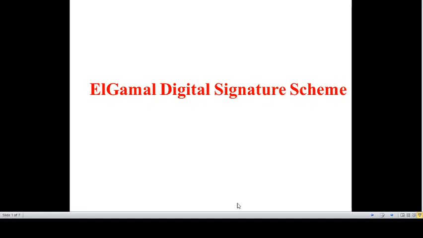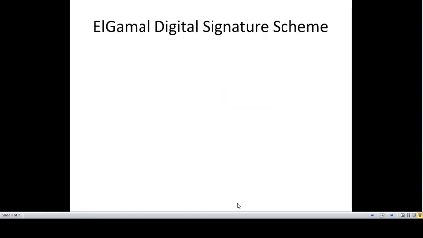Hello students. Yesterday we studied the digital signature and the different schemes for the digital signature. We studied the RSA digital signature scheme, how to generate the signature and then how to verify the signature. So today we are going to learn about the second scheme, or the second algorithm, for generating the digital signature, which is called the Elgamal digital signature scheme.